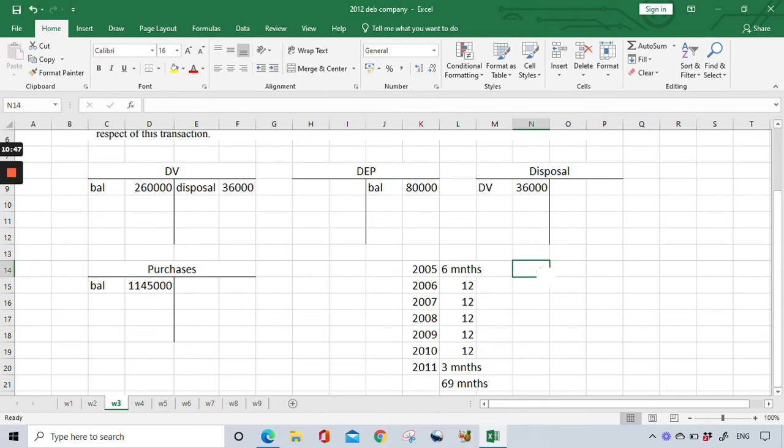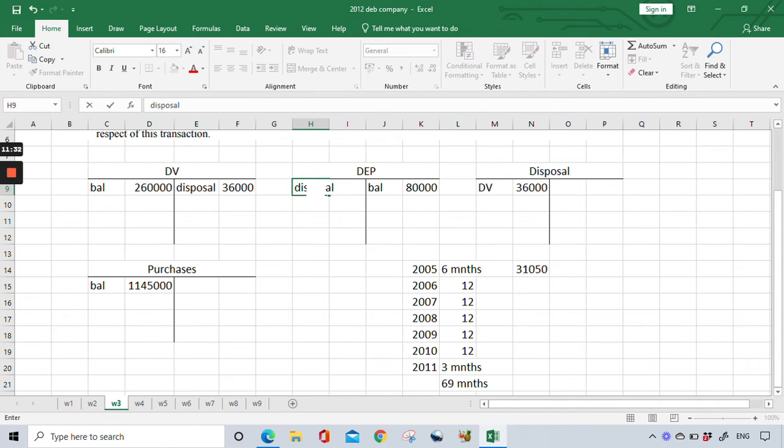So I'll do it over here. 36,000 multiplied by 15% is 0.15 divided by 12 will give me for 1 month, multiplied by 69 will give me the whole thing. Okay, I didn't put an equal sign in. And the figure it's given me is 31,050.